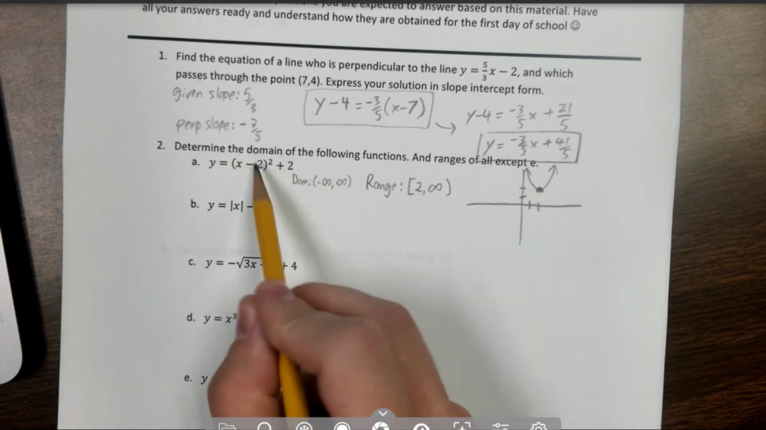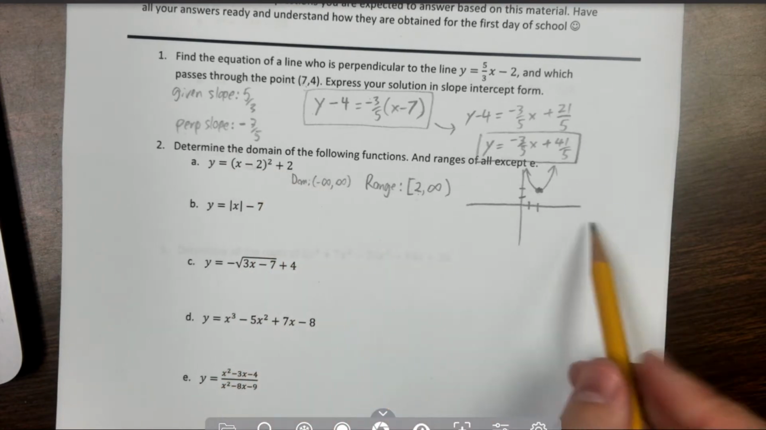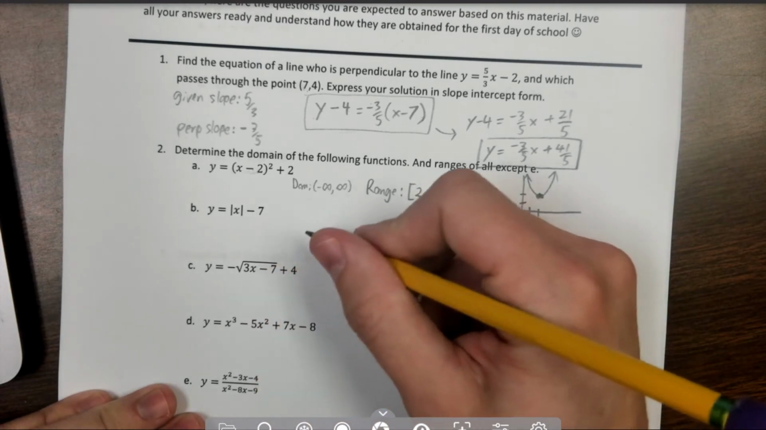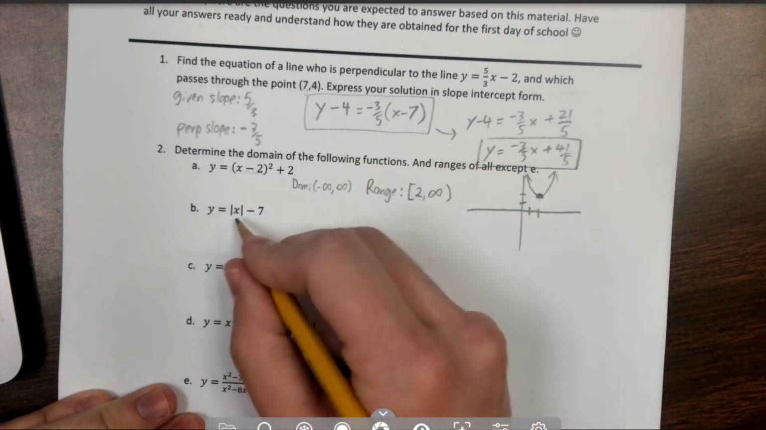What can I plug in? What will I get out based on the operations happening? And if I know the graph, does that help me know the range any quicker? Absolute value graphs, just really quick, I'm going to do this kind of opposite, but no, I won't. I'll go the same order.